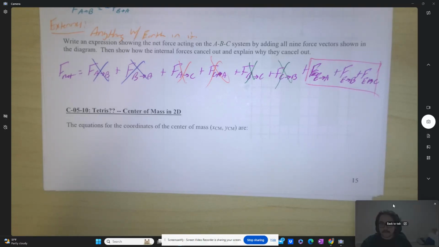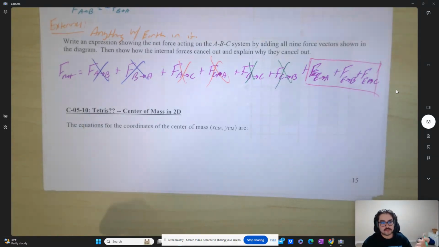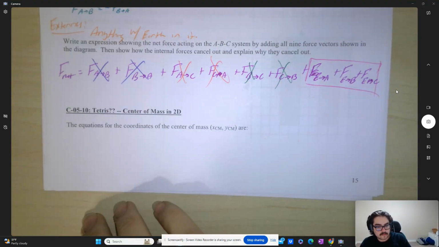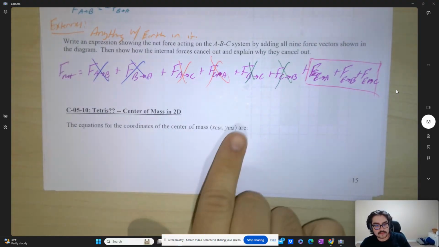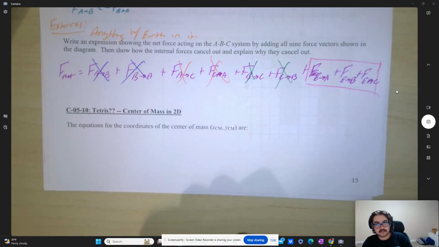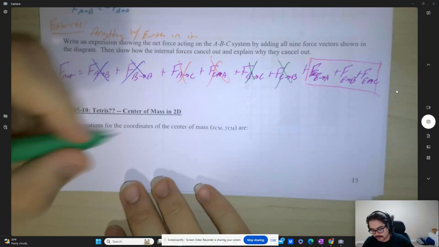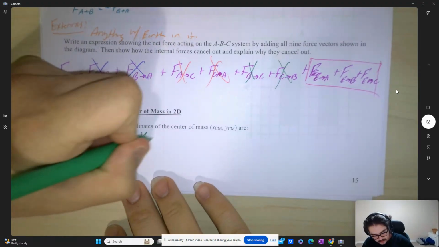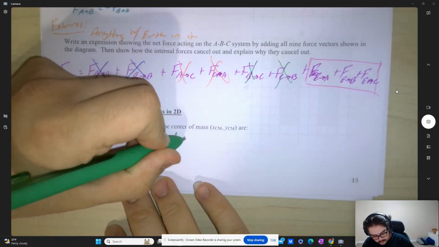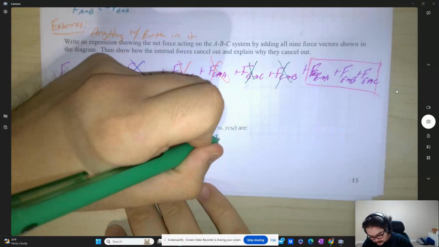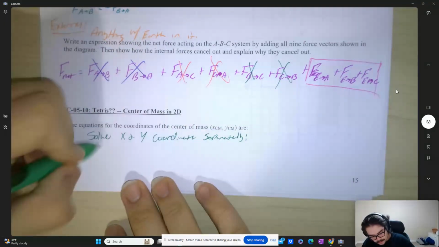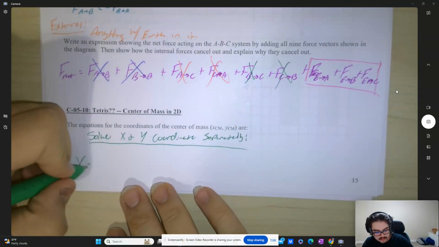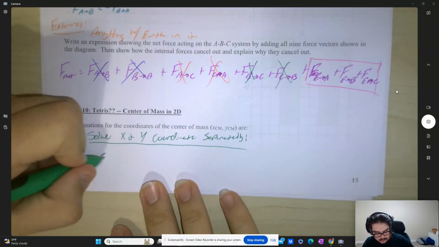All right. Center of mass in 2D, I call it Tetris because there's a part in here that looks kind of like Tetris, okay? To solve for the center of mass in 2 dimensions, you have to solve for the x coordinate and the y coordinate separately. Okay, and to do that, you're just going to use the same equation that we've learned, but you're going to apply it to the x and the y axes.